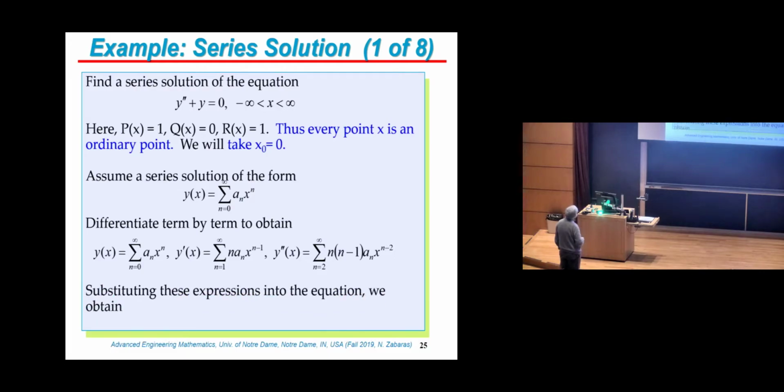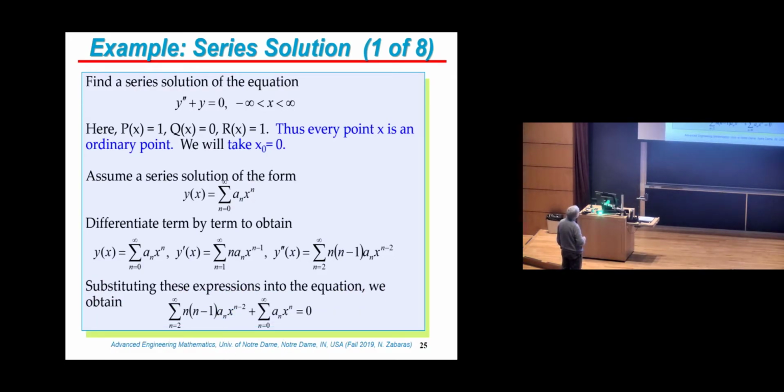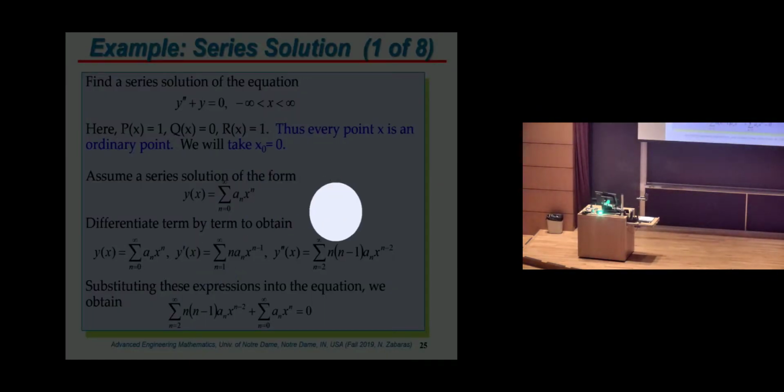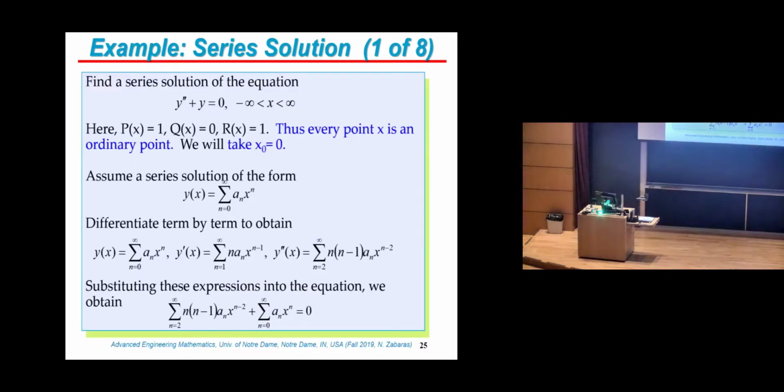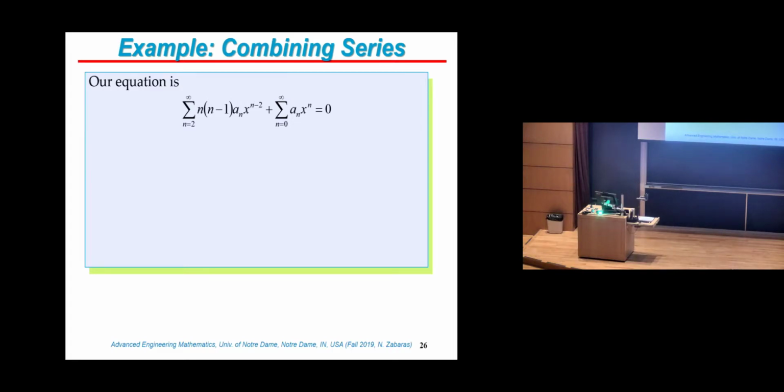So we plug this into the equation. The equation looks like this. And what do we need to do next to compute a recursive relation? Match the indices, right? Because the first index, you notice in the second derivative starts from n equal to 2, and this starts from n equal to 0. So let's match the indices.